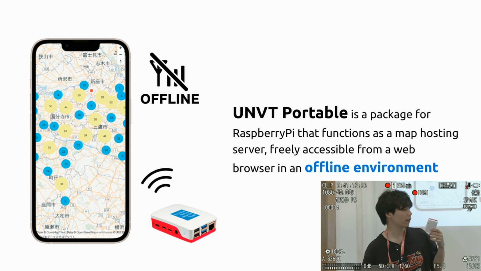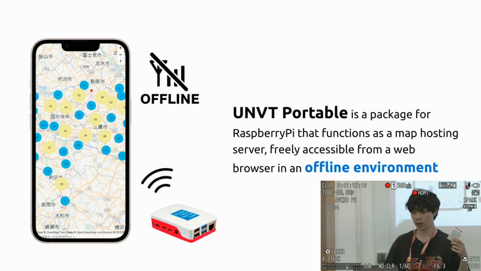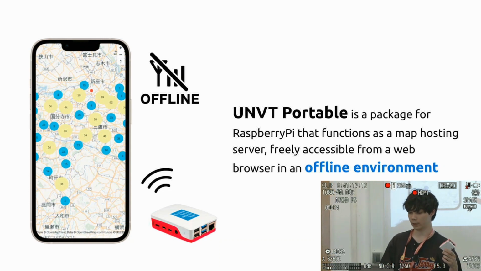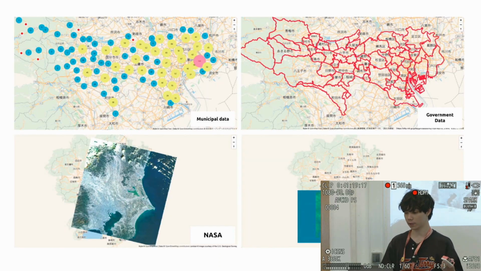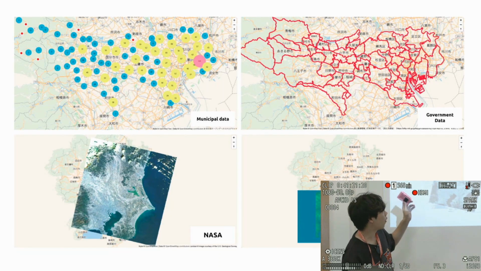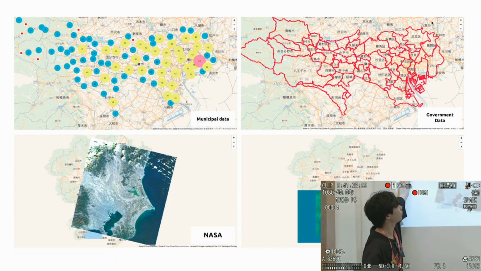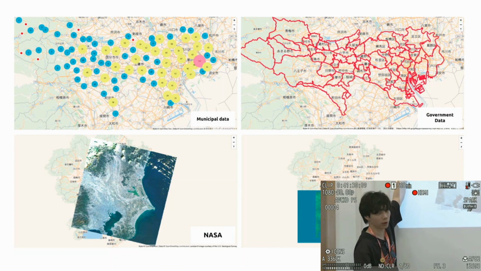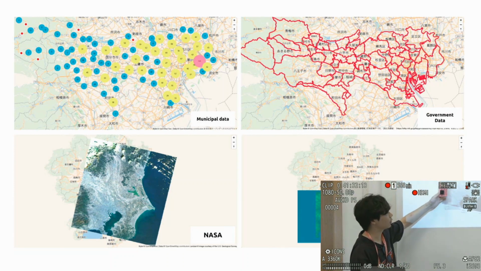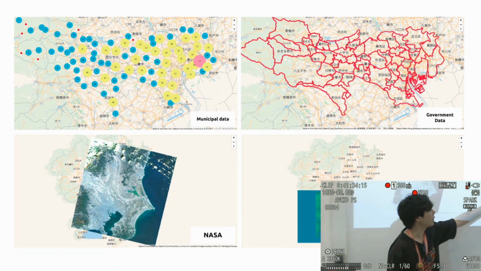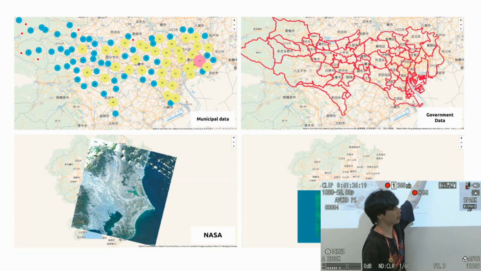Even in an offline environment, we can see a modern web map on your smartphone and other devices. This is also an open source map in the offline environment. You can see that we put evacuation centers in Tokyo, Japan, and satellite imagery and data, and administrative boundary data.